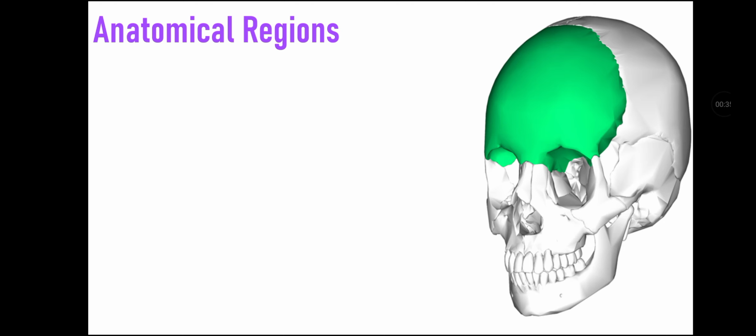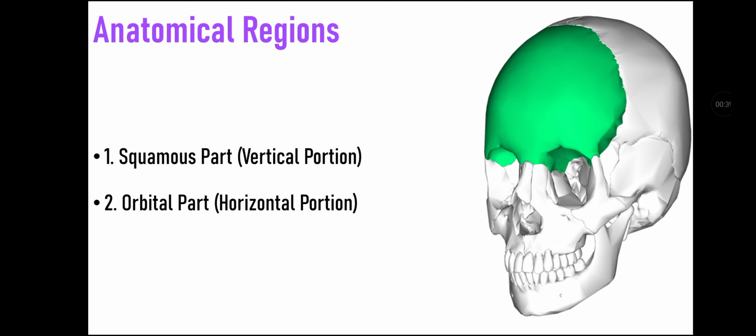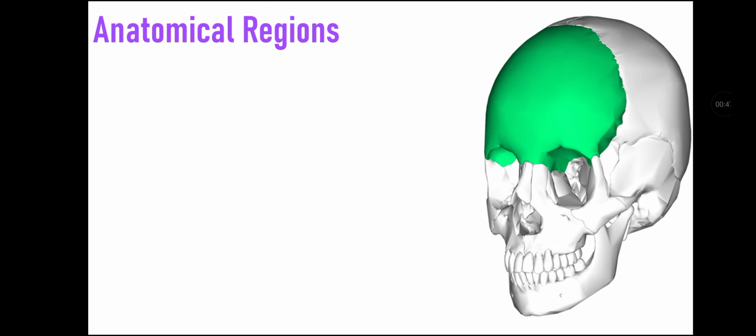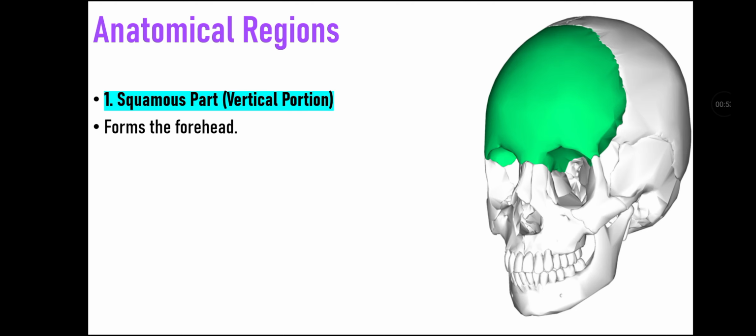Now let's talk about anatomical features of frontal bone. It has squamous part, that is vertical portion, orbital part, that is horizontal portion, and nasal part. Now let's talk about these portions or anatomical regions one by one. First we have is squamous part or vertical portion of frontal bone.